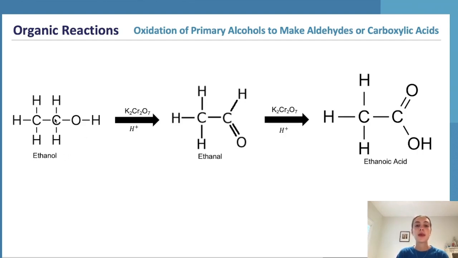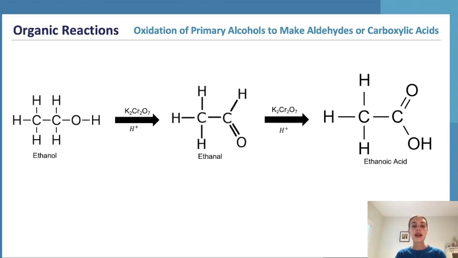So for example, if we take a primary alcohol such as ethanol, we can oxidize it using acidified potassium dichromate or dichromate ions, and this results in the formation of an aldehyde. So in this case, ethanal.